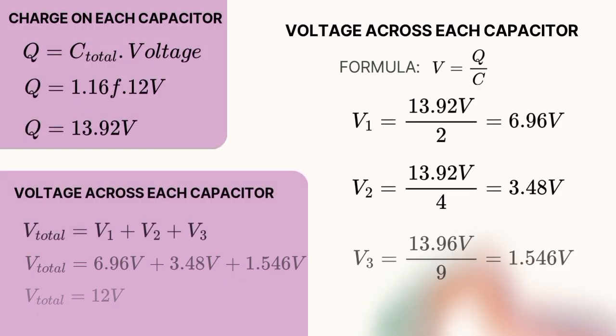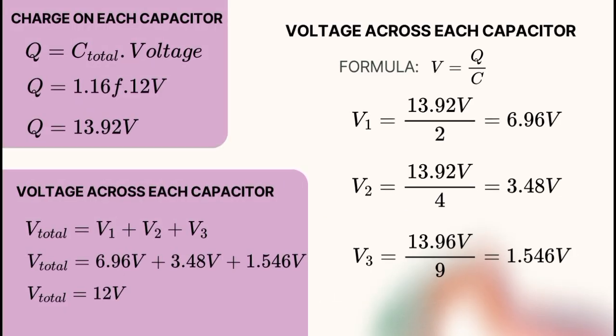For the charge on each capacitor, we must multiply the total capacitance and the voltage. 1.16 farads times 12 volts, we will come up with 13.92 coulombs. Then we will find the voltage across each capacitor. So we will use this formula. Then for the V sub 1, 13.92 divided by 2 is equal to 6.96 volts. And for the V sub 2, we will come up with 3.48 volts. And for the V sub 3, 1.546 volts.